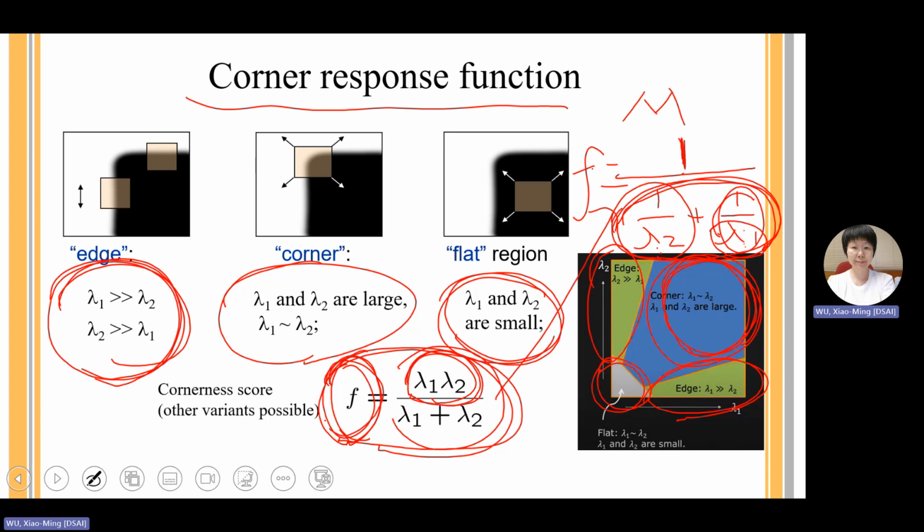So the design of the cornerness score function is not unique. This is just an example, just one choice of the corner response function. Okay, you can design other corner response functions as long as it's reasonable.